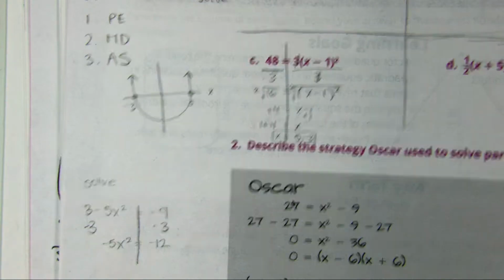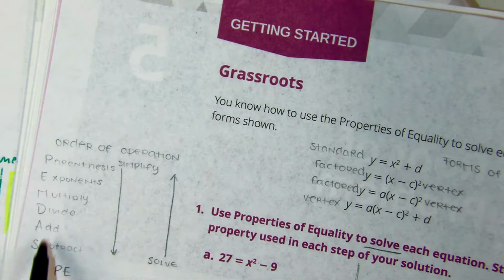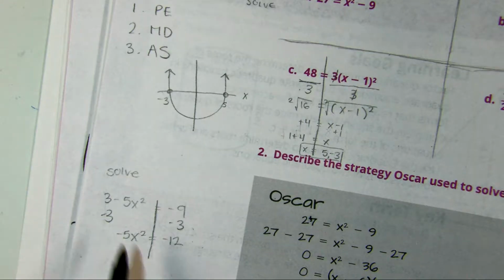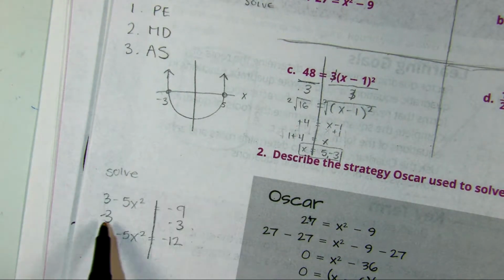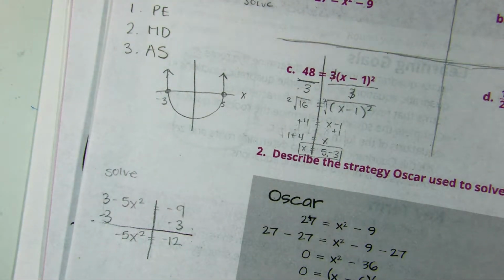Yes. If you look at yesterday's chart, we're going to do the adding and subtracting first in chunks. So she subtracted 3 and got negative 5, x squared equals negative 12. Benito, what's the next step? Feel free to look at the chart above. So what do you do? How do you get rid of that negative 5?